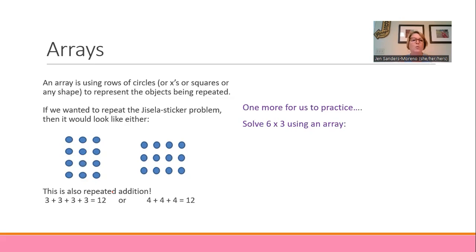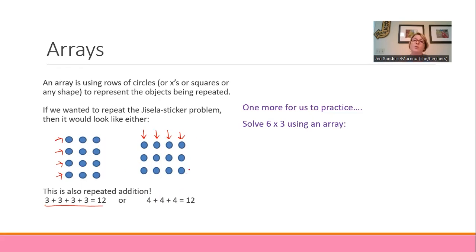So for example, with the Gisela sticker problem, both of these arrays would represent what we just did. So this is basically representing 1 friend getting 3 stickers, another friend getting 3 stickers, another and another. Or we could have it aligned this way. Either way, we're getting this grid of circles that's showing the repeated addition. And as you can see, this one is showing the repeated addition of 3 plus 3 plus 3 plus 3, or 4 plus 4 plus 4.